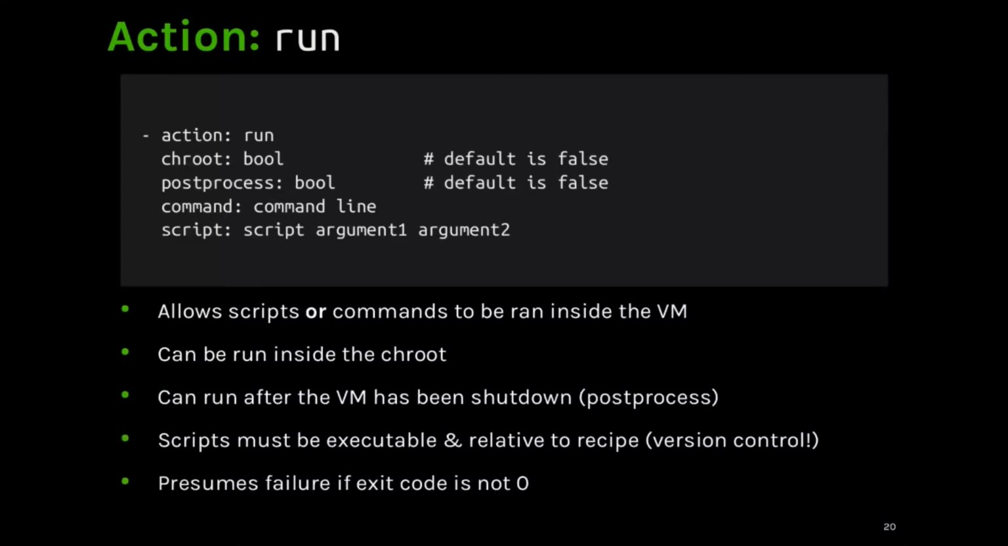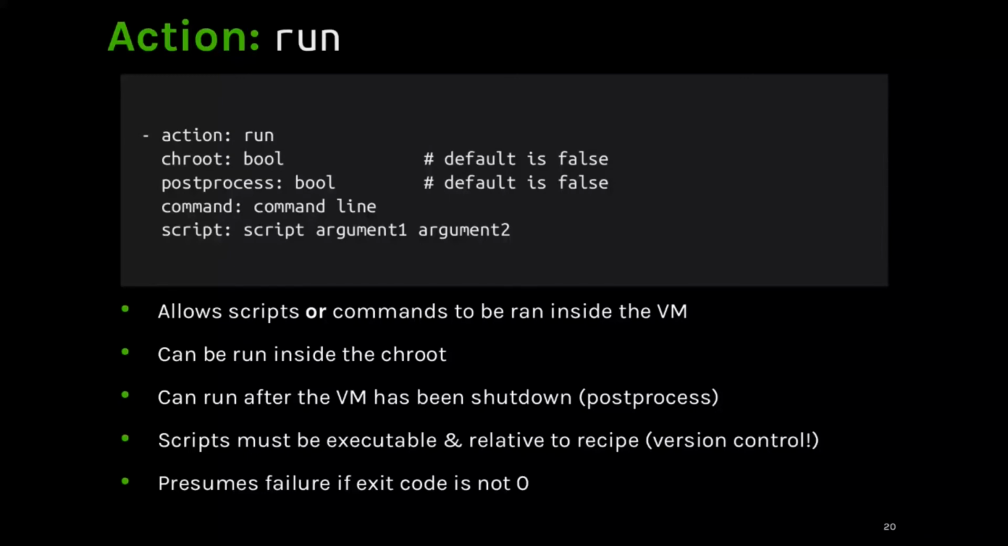The run action is kind of, in my opinion, another important one. It allows you to run commands or scripts with arguments inside either the virtual machine or inside the chroot inside the virtual machine. So you can directly work on the image that you're creating, or you could also do some other things like run a post-process script which runs after the virtual machine shut down.